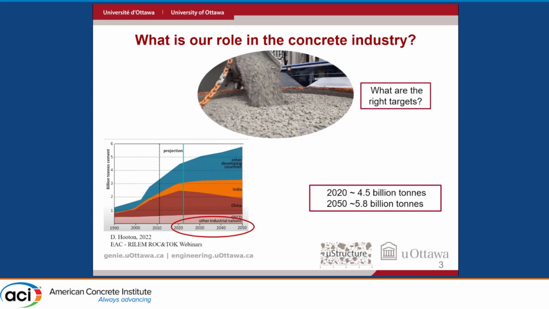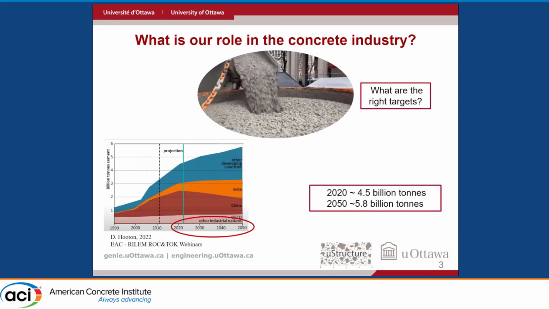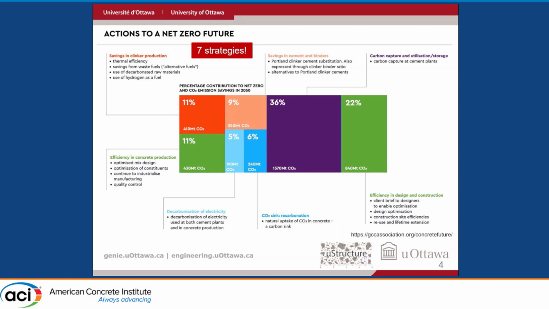So concrete is being used more and more, and so on. We have actually 7 different strategies, I would say, to try to tackle that problem: savings in clinker production, savings in cement and binders, carbon capture, efficiency in concrete production, decarbonizing of electricity, CO2 sink, and efficiency in design and construction.